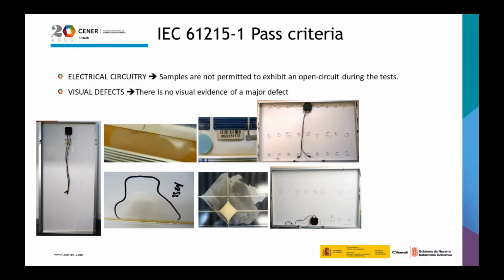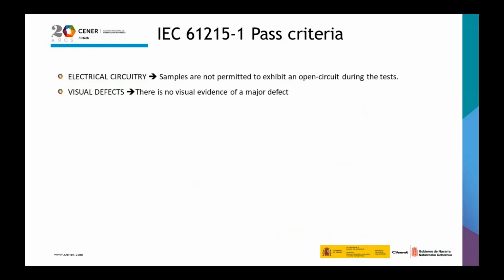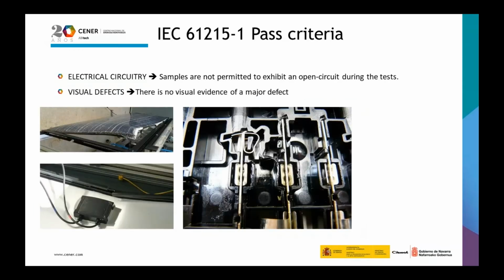Here are some examples of visual defects on PV modules. The most common ones are delaminations or yellowing of the encapsulants. One of these defects can be considered minor, and another, when the air bubbles contact directly the frame, the outside, would be a major visual defect. And then there are here some examples after a mechanical load test. These are mechanical defects.